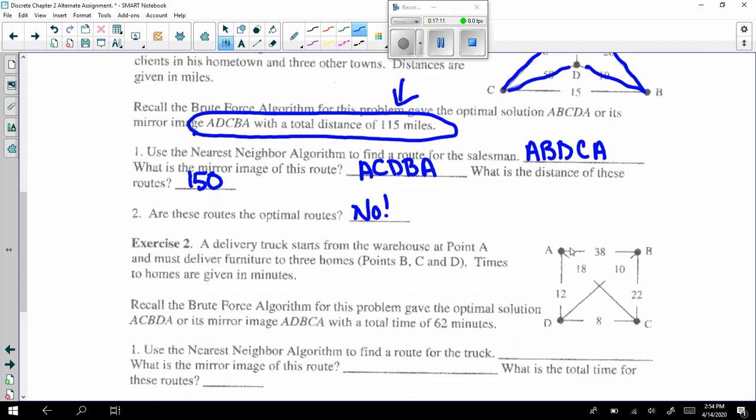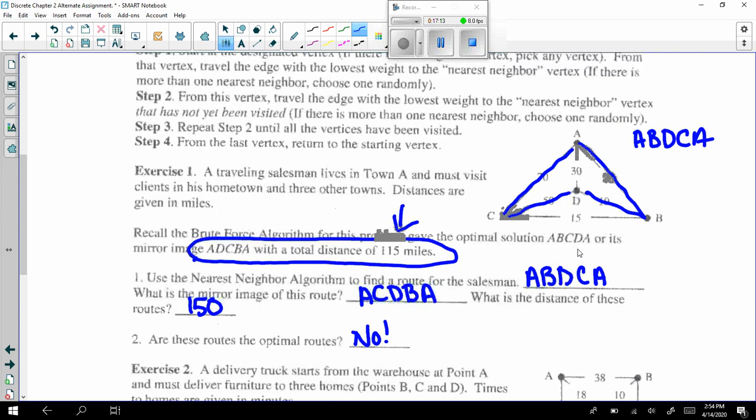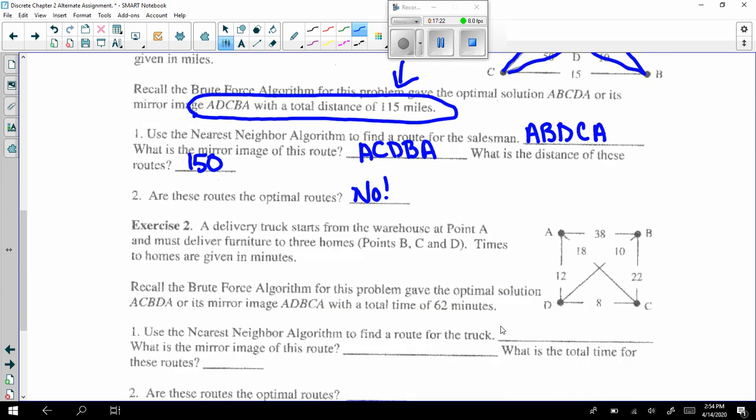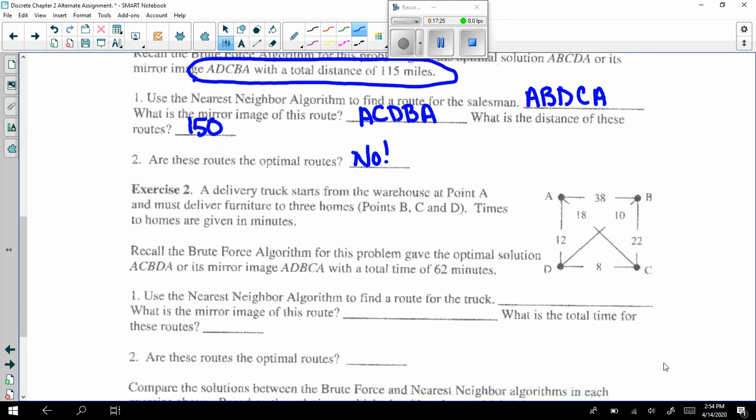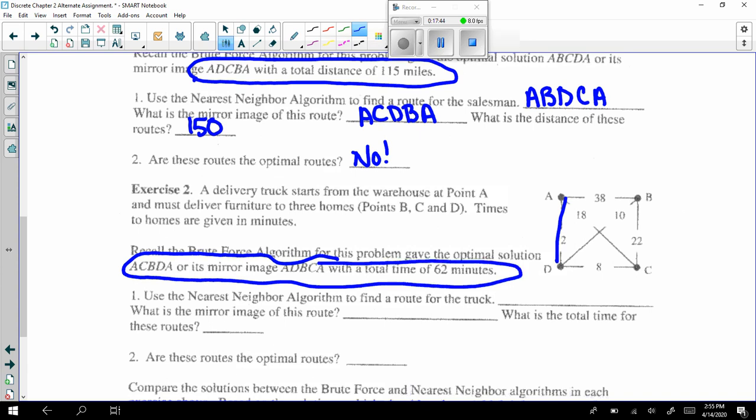Now let's do the same thing that we did. If you notice, we're using examples 1 and 2 from the brute force algorithm. So let's try these, okay? So we're going to start again at A, and we're going to use the nearest neighbor algorithm. So we start from A, we have 3 possible vertices. We're going to go from A to D. So remember, for the brute force, we used this one, which had a total time of 62 minutes.